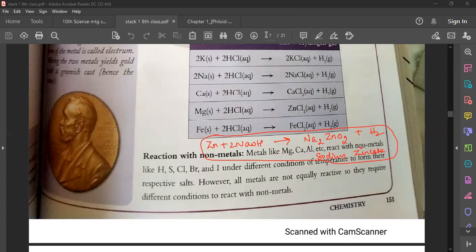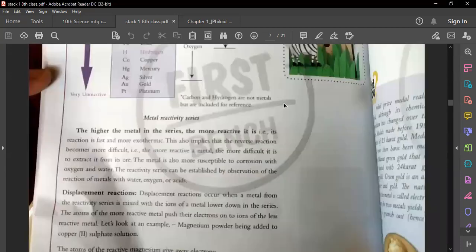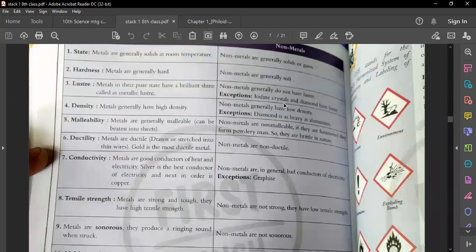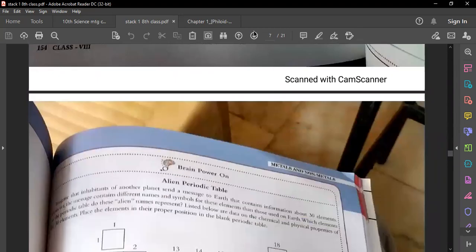Just study up to this, okay? If anything is there, tomorrow's class we'll discuss. Go through the book, okay, sir. What are the topics we discussed till now? If possible, you can read the complete chapter. I will explain again if you have any doubts. Okay? This is metals and non-metals. Okay. Yes, sir. Thank you.